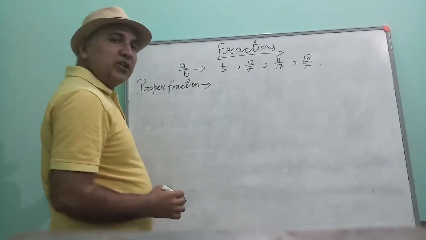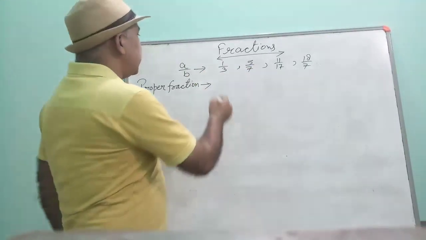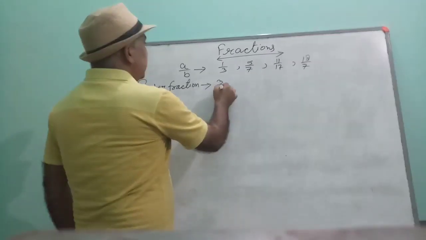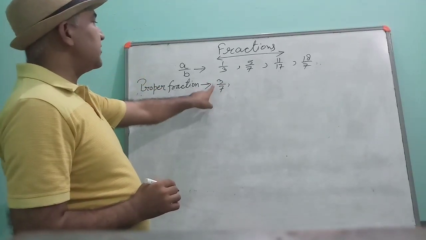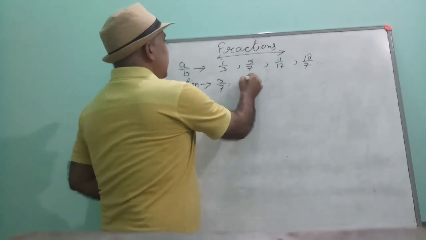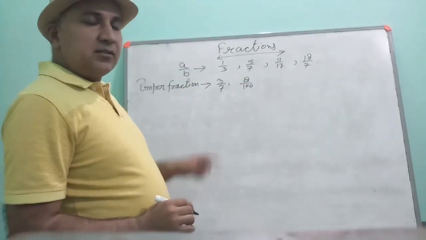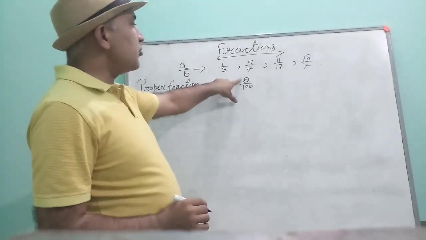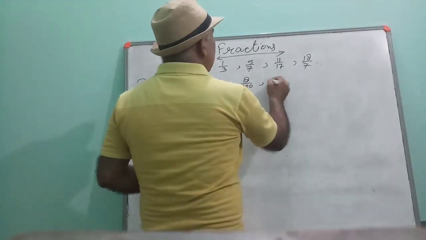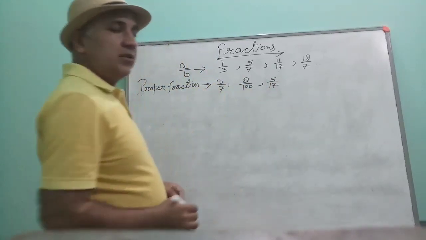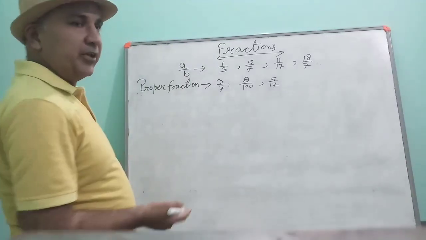What is a proper fraction? A fraction in which numerator is smaller than denominator. See, 3 by 7 is a proper fraction because numerator is smaller than denominator. If you take 8 upon 100, this is a proper fraction because numerator is smaller than denominator. If you write 5 upon 17, this is a proper fraction because numerator is smaller than denominator.